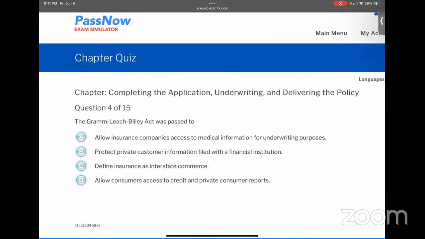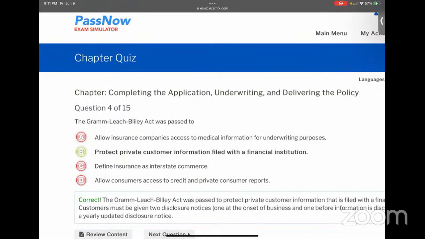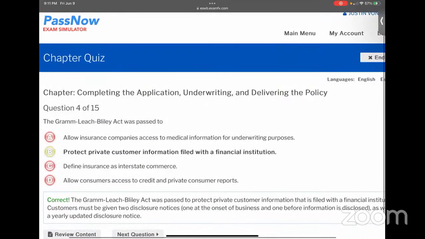So B, we going with B? To protect the private. That's what I say. Yeah, I couldn't even say if that was right or wrong. Hold on, let me read it all again. Okay, I would say B as well, as far as looking at it.